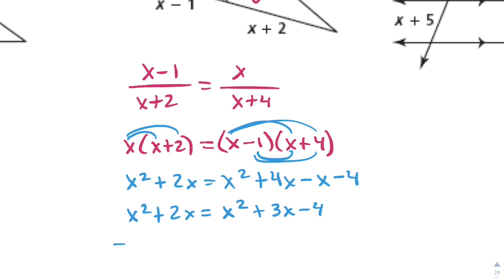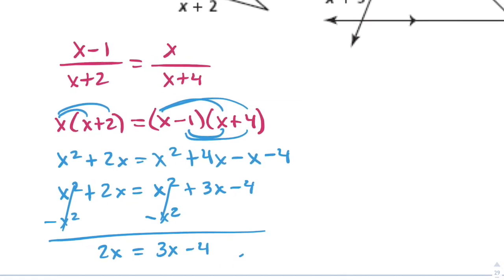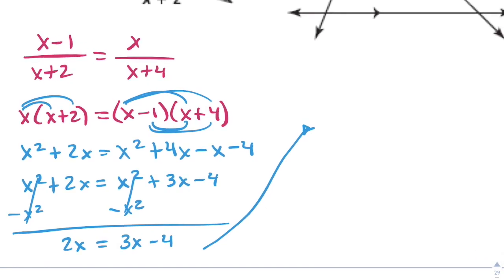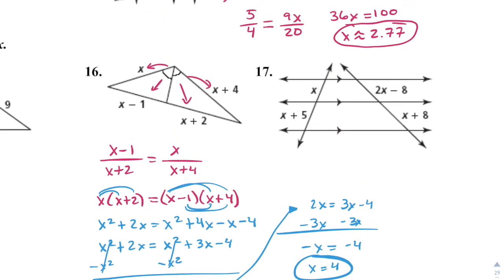Take away what I don't want from both sides. Well, I don't want x squared. And guess what? That's really nice. A lot of stuff went away. I'm running out of room. Go right up here. We have 2x equals 3x minus 4. Take away 3x from both sides. We have negative x equals negative 4, so x equals 4. All right, a lot of work for that one, but we got x equals 4.